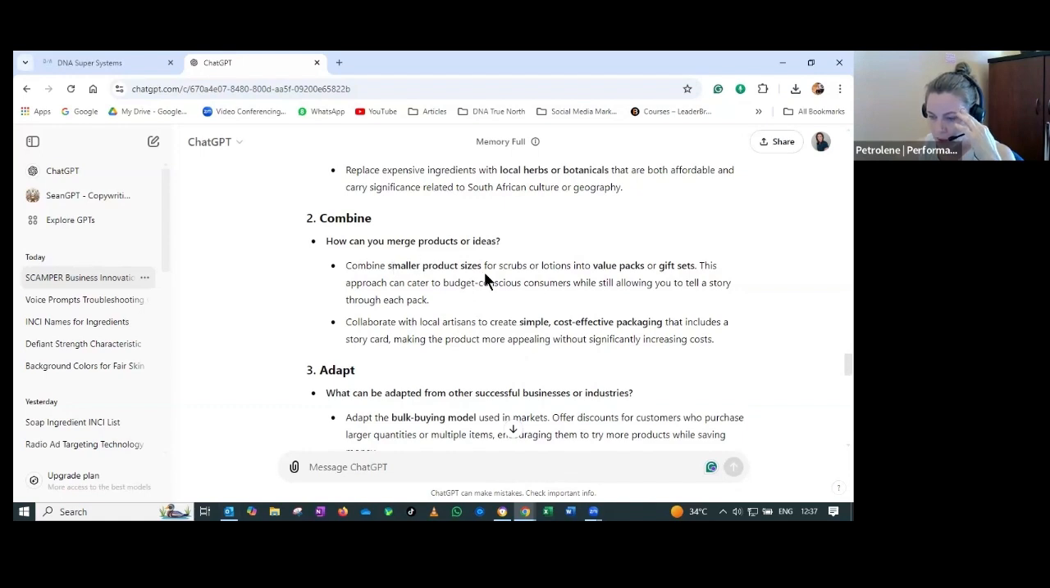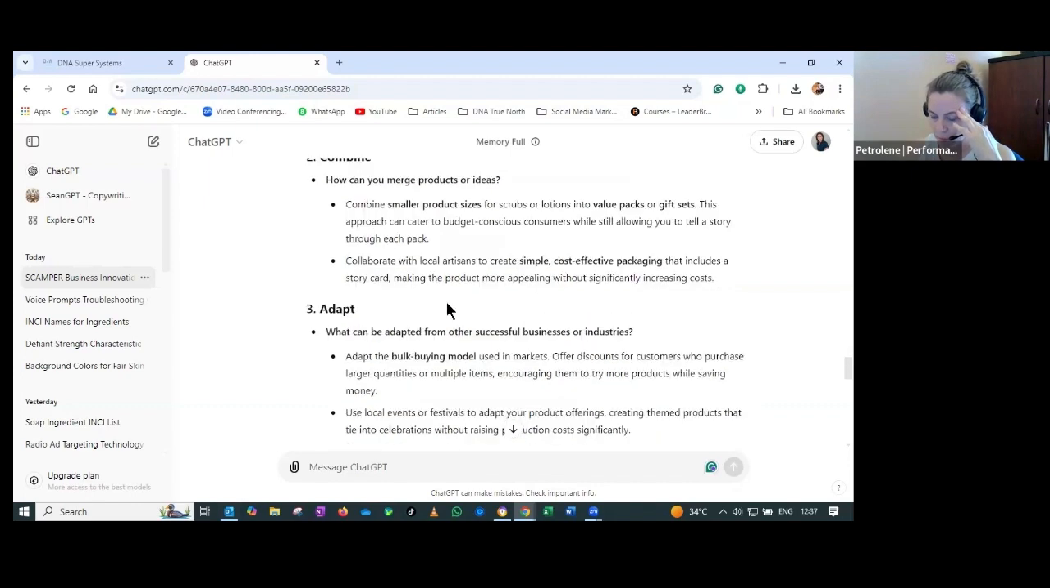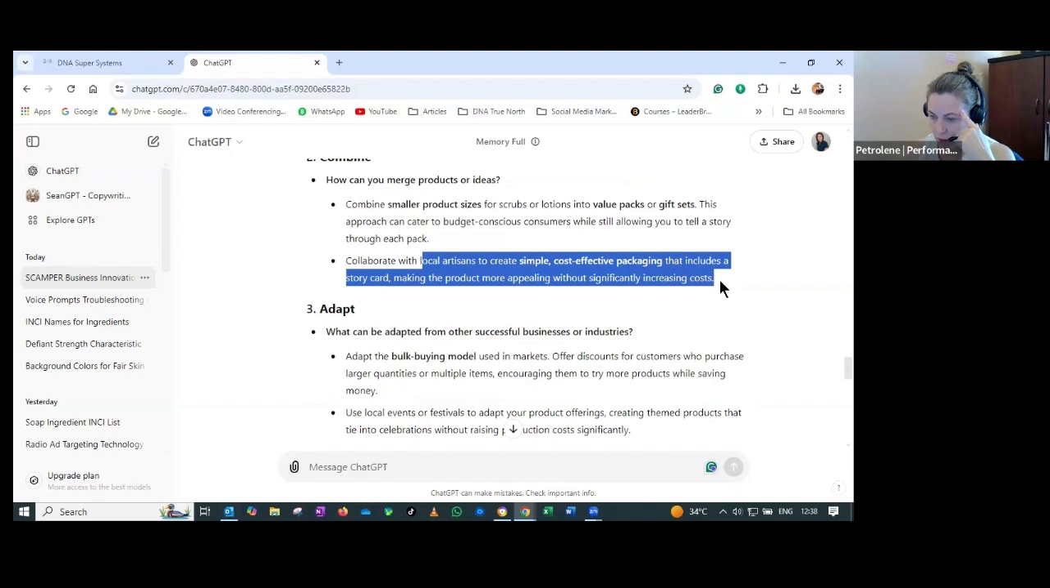Okay, combine smaller product sizes. How can I merge product ideas? So now it gives me something different as well. Combine smaller product sizes for scrubs or lotions into value packs. This approach can cater to budget-conscious consumers while still allowing you to tell a story. Okay, can't see that happening. Collaborate with local... oh, I've mentioned that actually. To create simple, cost-effective packaging. Okay, I can see that.